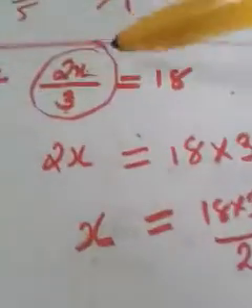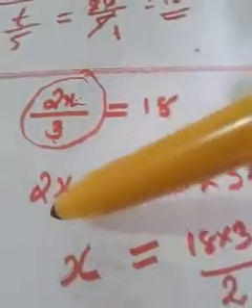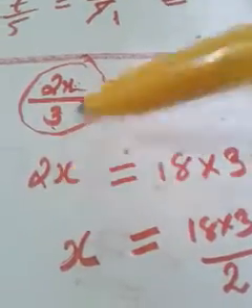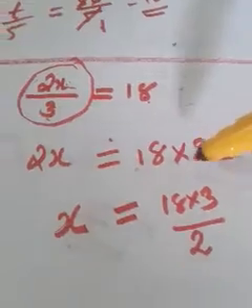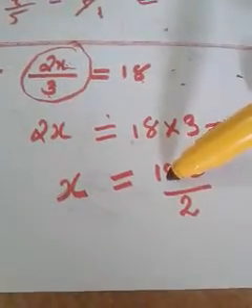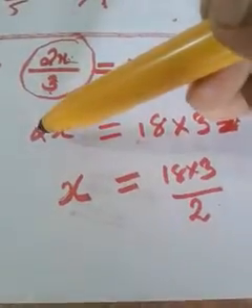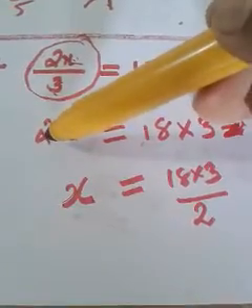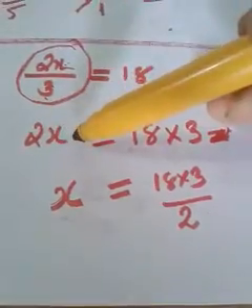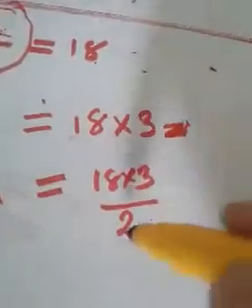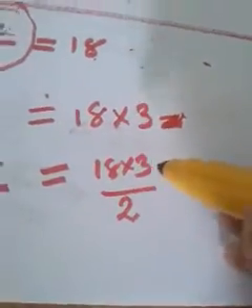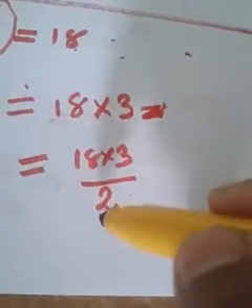Okay, once again repeating, 2x by 3 is equal to 18 is the question. 2x stands in the LHS side as it is, and here it is divided by 3. When you take it to the right side, it becomes multiplication by 3. Then you can write this as it is, and now it is the time to take this 2 to the right side. Since 2 is multiplied with x, when you take it to the right side, it becomes division, so divide by 2. Now it is the time to cancel 2, and now you can multiply 18 into 3 and divide by 2.